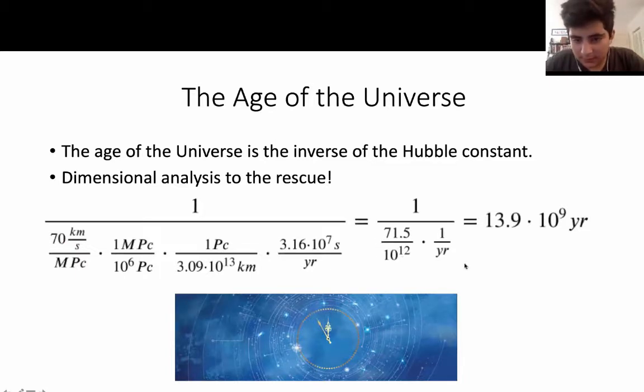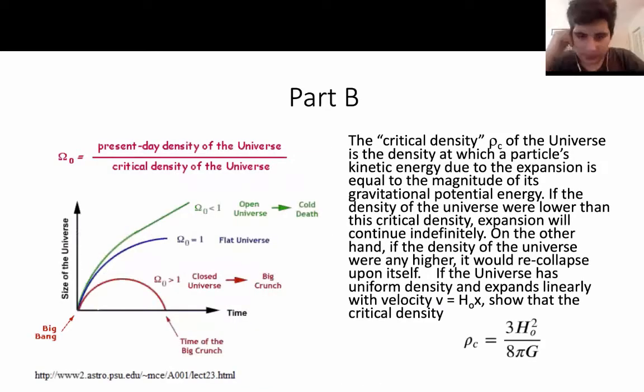So eventually, when you simplify it all out, for the age of the universe you get 13.9 times 10 to the 9 years. So basically, the inverse of the Hubble's constant is going to be the age of the universe. And again, the Hubble's constant is pretty much the rate at which the universe is expanding. So now let's go on to part B.